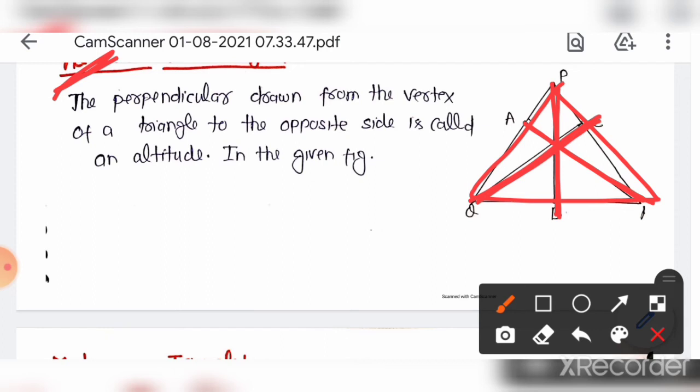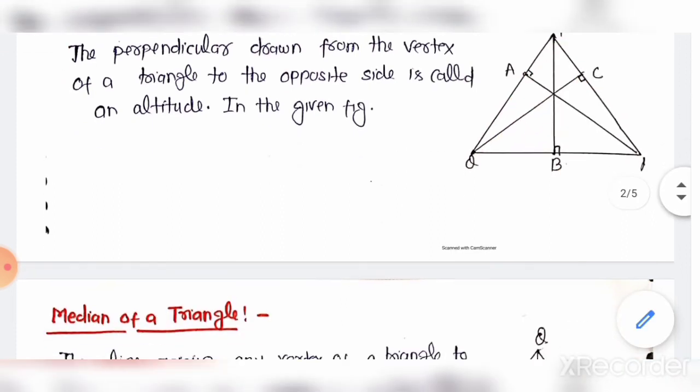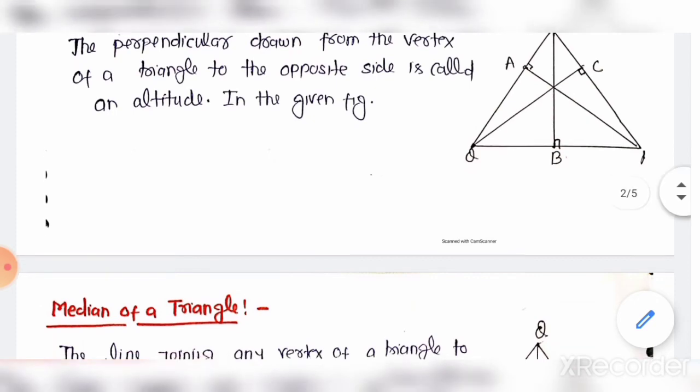So there are three altitudes in a triangle. It means a perpendicular drawn from a vertex to the other side. Any perpendicular drawn directly from a vertex to the opposite side is known as an altitude of the triangle. So in this figure, PB, AP and QC are the altitudes of the triangle.